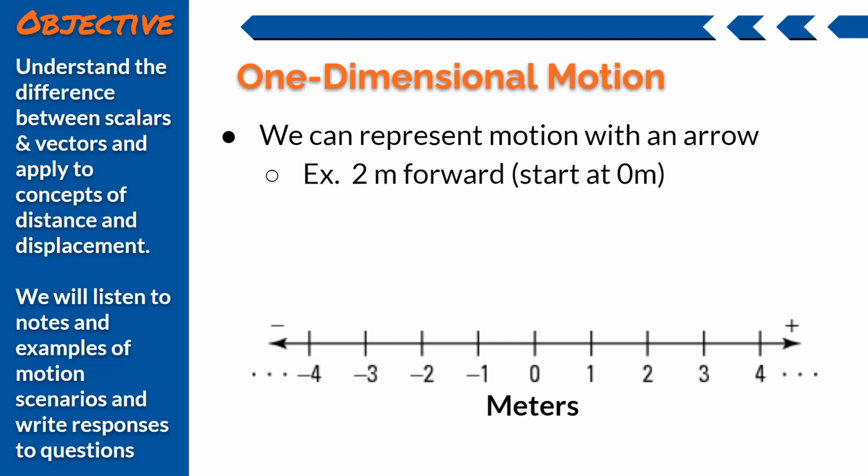We can represent motion with an arrow. So for example, if I say you move 2 meters forward, you can represent that with an arrow that goes from 0 to 2 meters. Again, we typically choose our starting point as 0. You don't have to. I could have just as easily put this arrow back here and done 2 meters forward from -4 to -2. That still would be 2 meters forward. But oftentimes we will choose to define our frame of reference as the origin or the 0 point on our number line or on our grid.